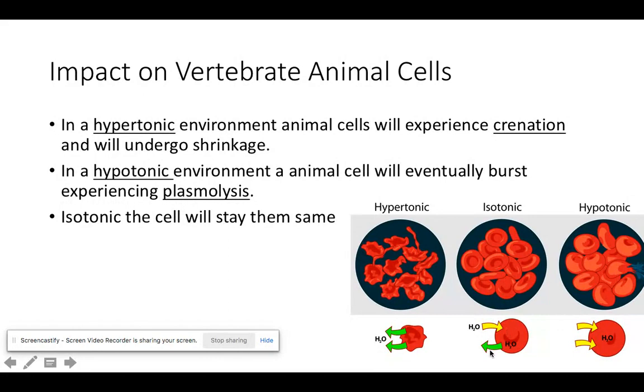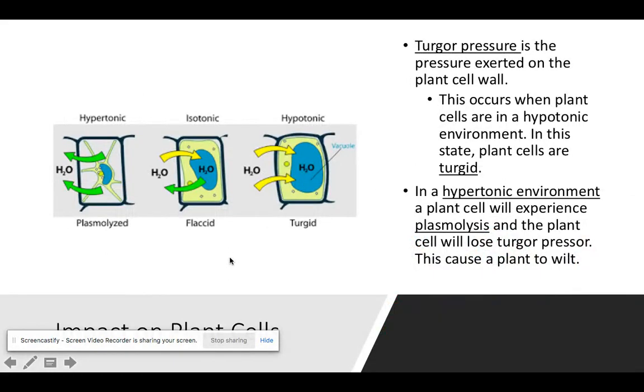That's why we call it equilibrium. So as much as going in is the same as coming out. And then hypotonic is where there's very little solute concentration, right? And that means the water is going to be going into the cell, and that's going to cause it to possibly burst. If that takes place, it's called plasmolysis, right?